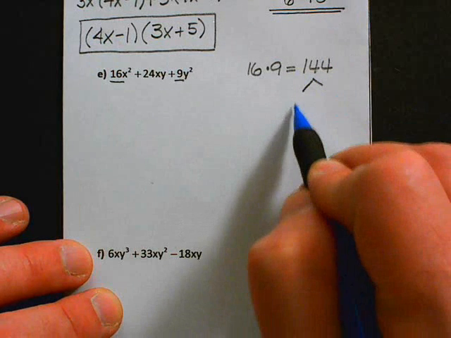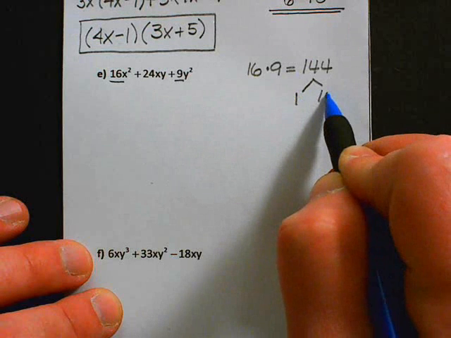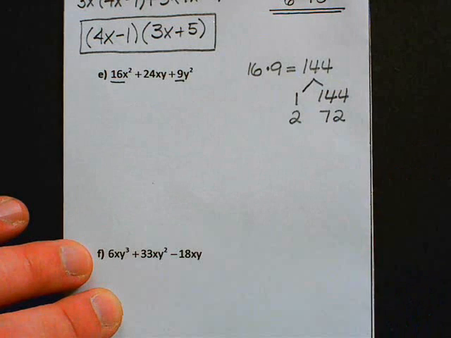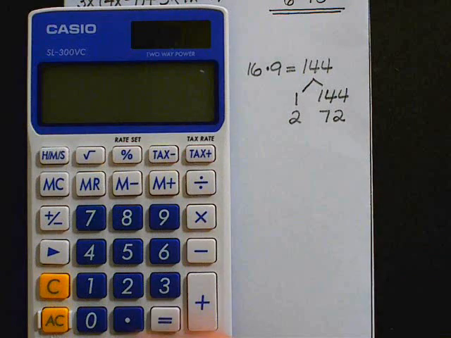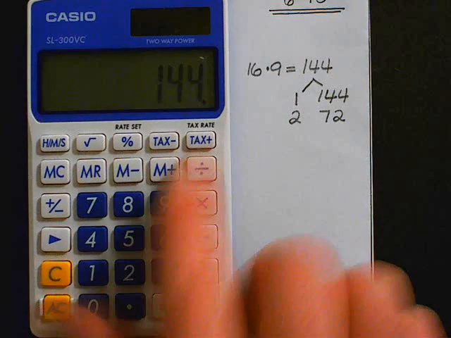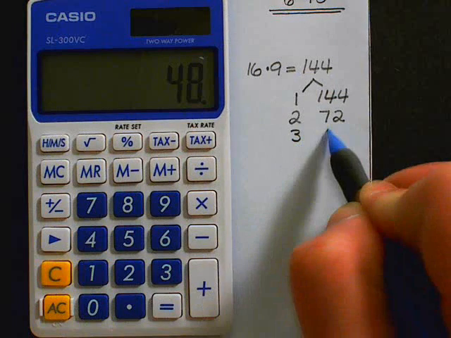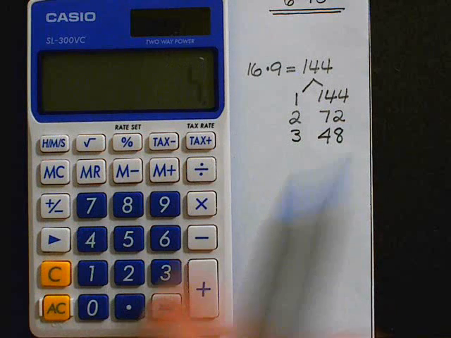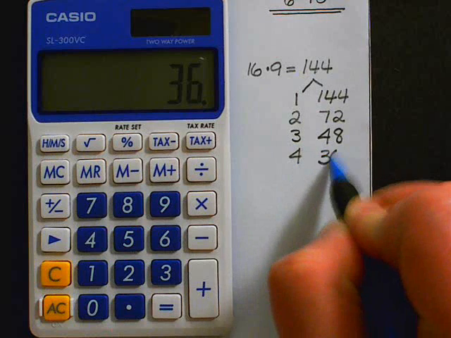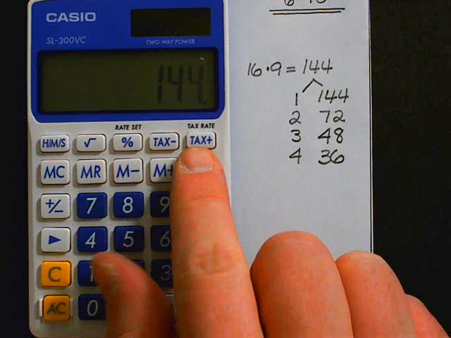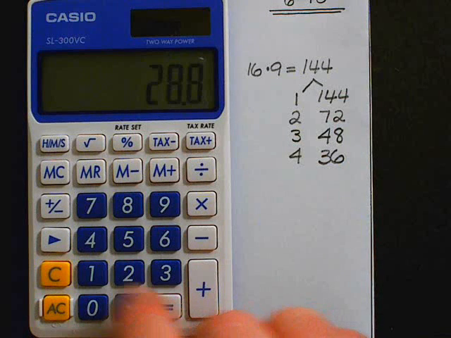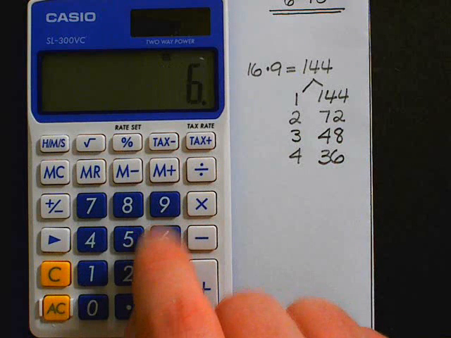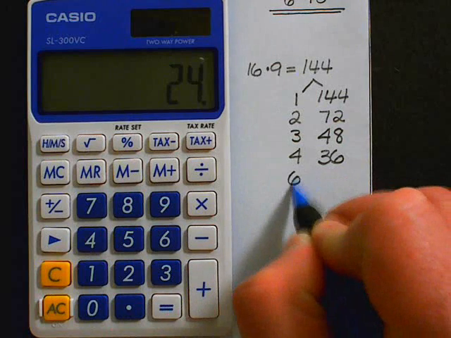Two numbers that give me 144 are 1 and 12. I'm sorry, 1 and 144. 2 and 72. Okay, I'm going to bring the calculator because I need some help here. Alright, 144 divided by 3 will be 48. So 144 divided by 4 will be 36. 144 divided by 5 does not work. 144 divided by 6 gives me 24.